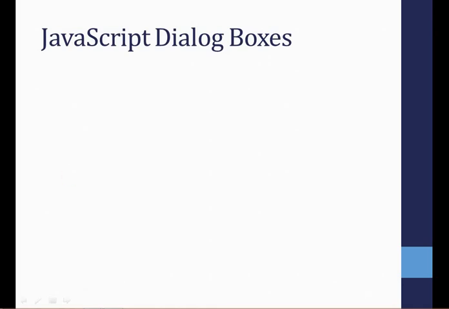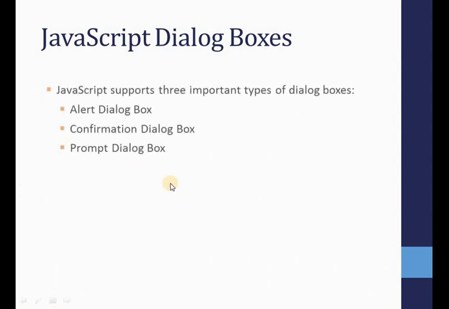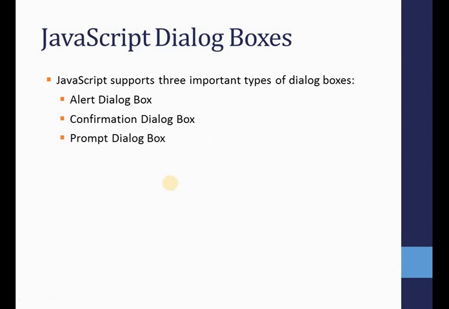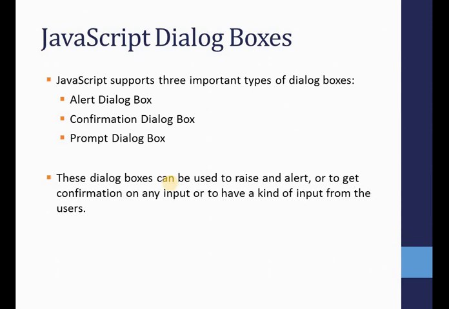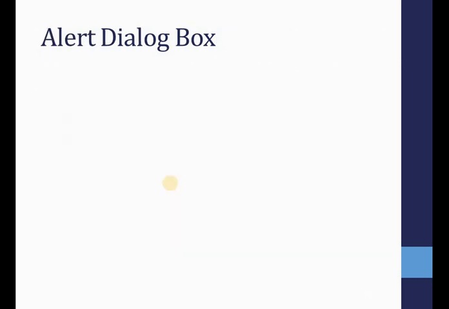Hello everyone. In this session we will cover the topic of dialog boxes in JavaScript. Basically there are three types of dialog box in JavaScript: alert, confirmation and prompt. Whenever you visit a website, you can see various dialog boxes that pop up and you have to click on them. For example, you have to click on the OK button or cancel button, or sometimes you have to enter some kind of data. Okay, so let's see in detail now.